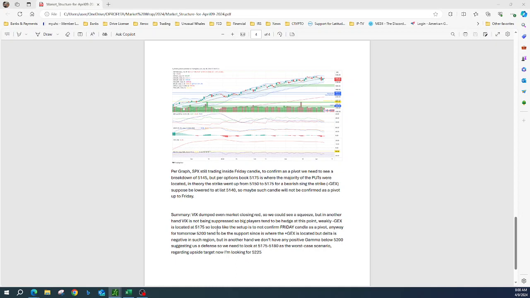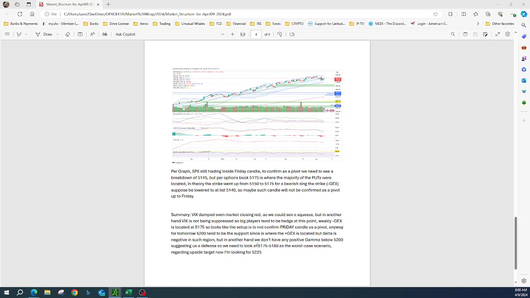The minus GX is located at 5,275. The plus GX before was at 5,200. They moved up to 5,225, which is where we expect the backtest and the rejection, and is where I'm willing to buy puts, SPX puts. Worst case scenario, if it breaks down 5,200, you'll be something between 75 and 80. But I don't think we will go there.